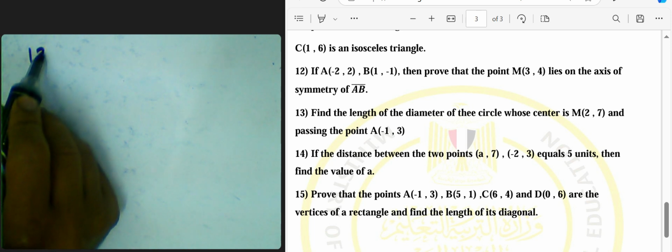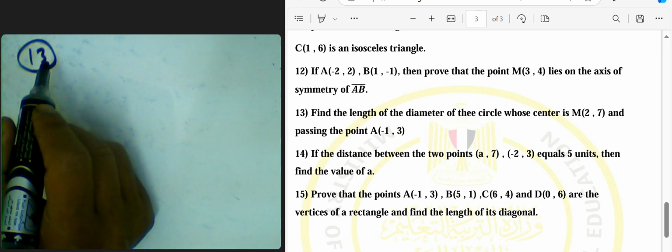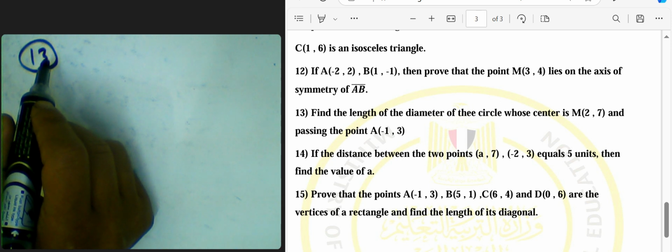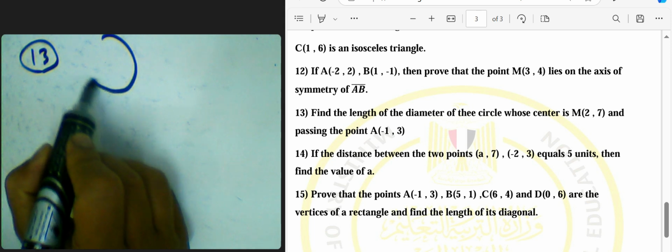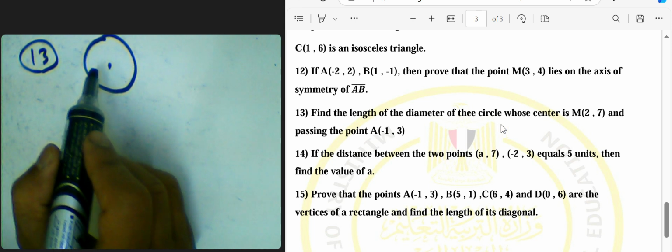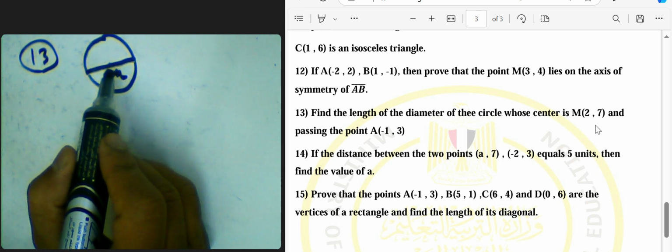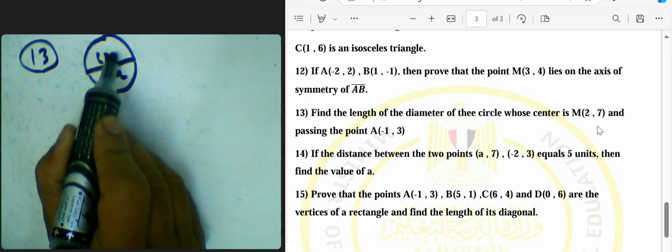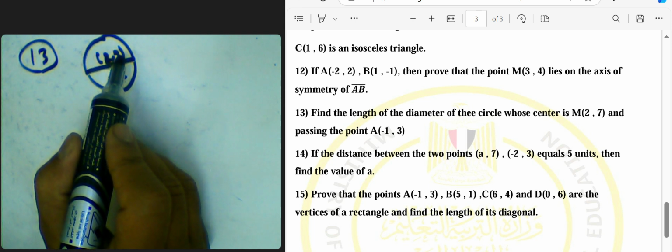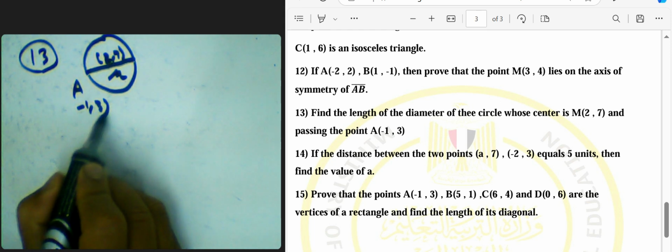Question number 13. Find the length of the diameter of the circle whose center M is (2, 7) and passing through the point (negative 1, 3). Okay, we have the circle and the center. We want to find the diameter of the circle whose center M was (2, 7) and passing through the point A (negative 1, 3).